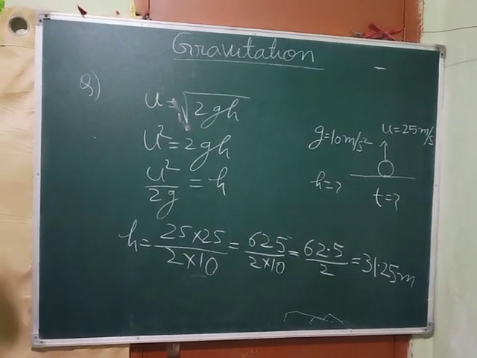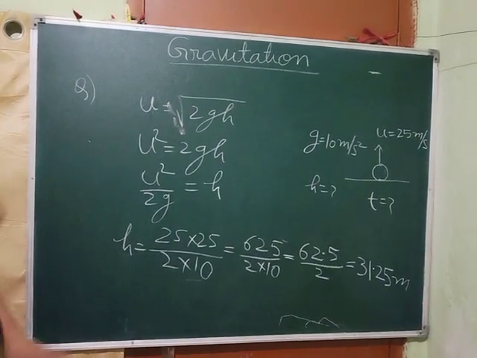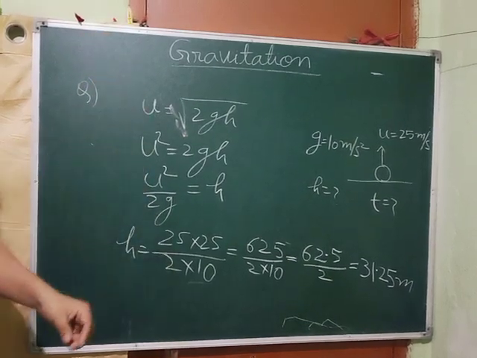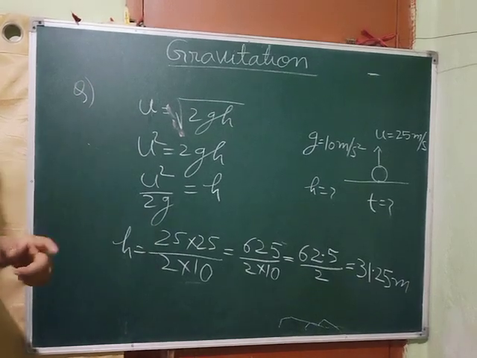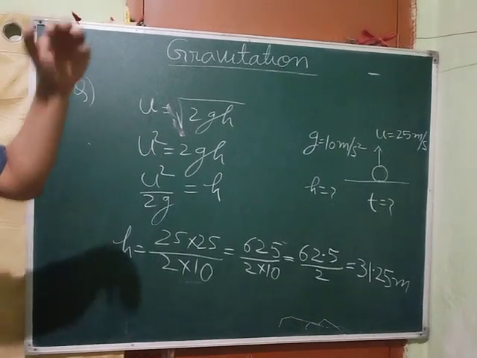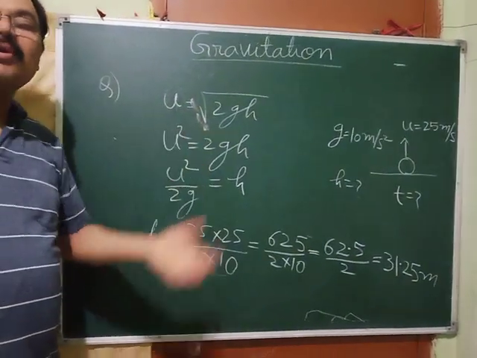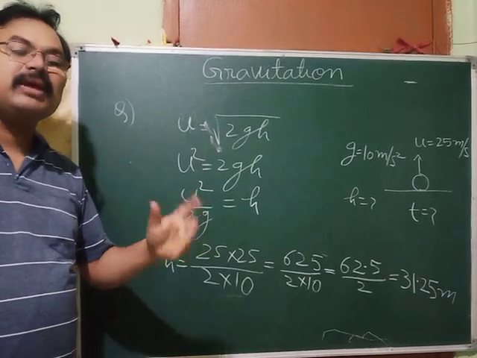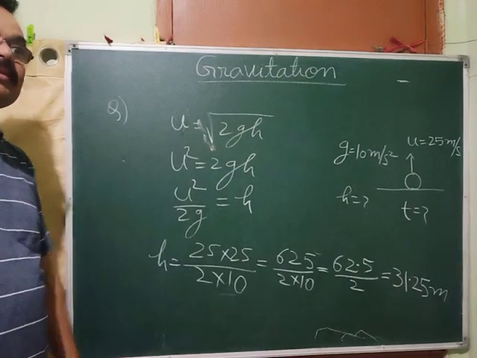Now we have to find out the time. Listen, one thing: whatever time the body takes to go up, the same time it takes to come down. Time taken to reach the highest point is called time of ascending, which means time of climbing, because it is climbing height. When it is coming down, that time is called time of descending, that is, time of coming down. Both times are equal in the gravitation chapter, because acceleration is constant.